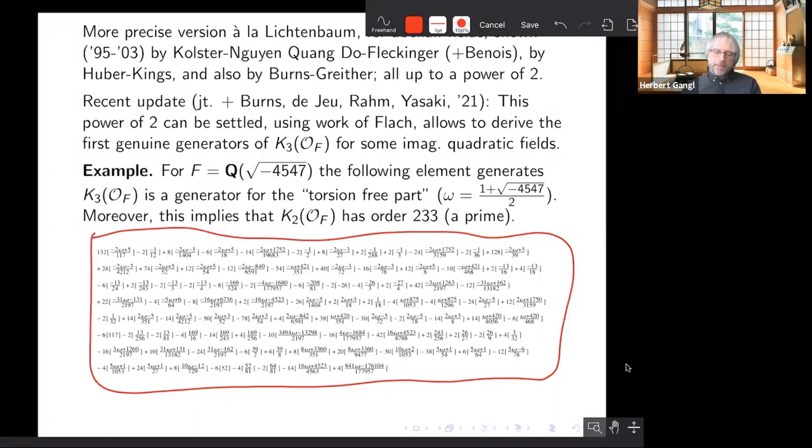The fun thing about this is that the corresponding group K2 of O_F, as I said, they always come in pairs. This has order a large prime. This is the first big prime, I think the smallest discriminant for imaginary quadratic fields where this prime ever occurs.